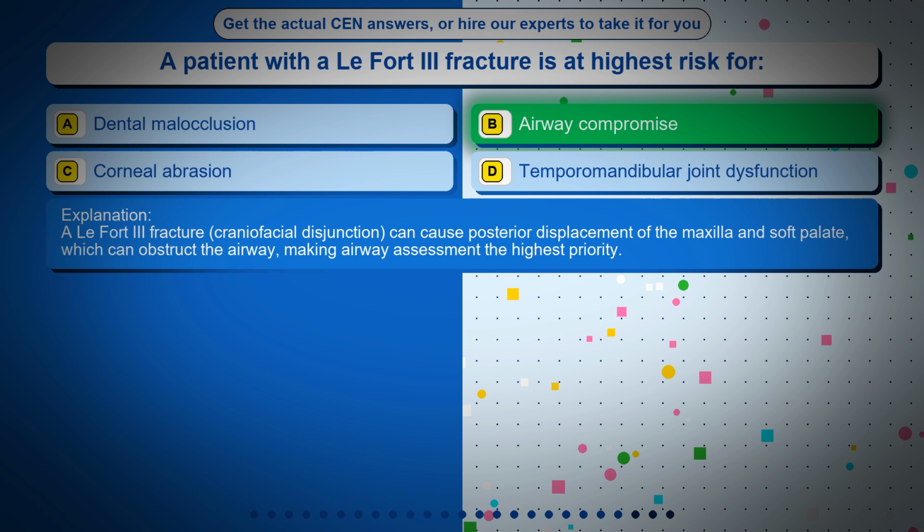A Le Fort 3 fracture, craniofacial disjunction, can cause posterior displacement of the maxilla and soft palate, which can obstruct the airway, making airway assessment the highest priority.